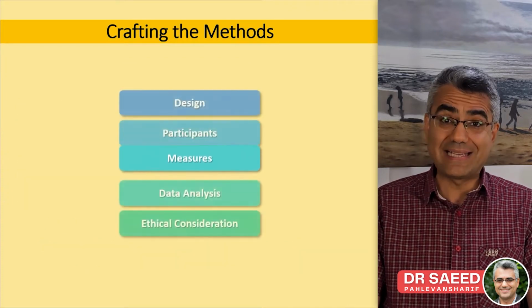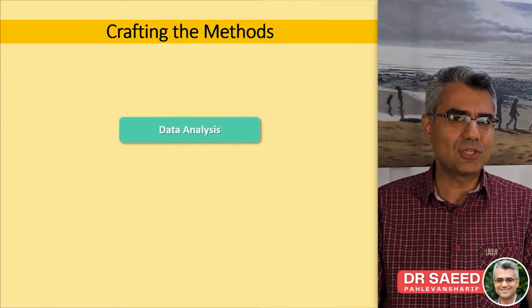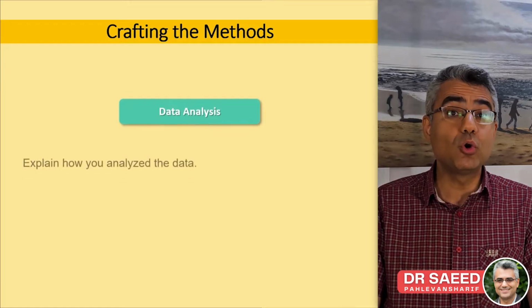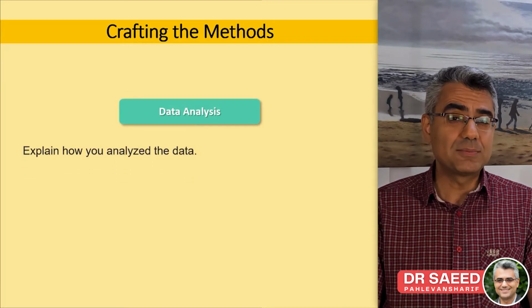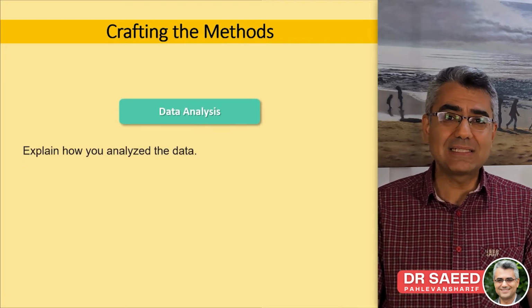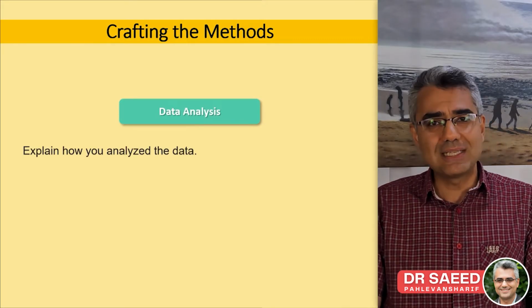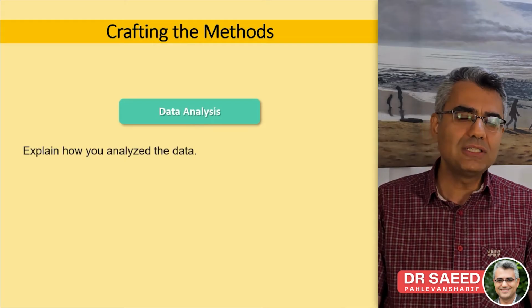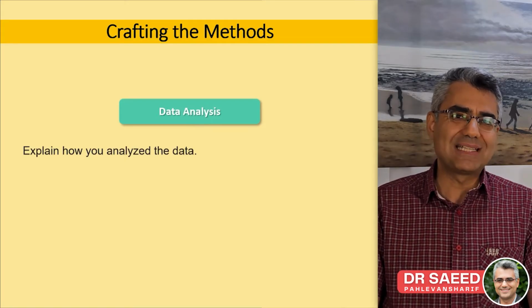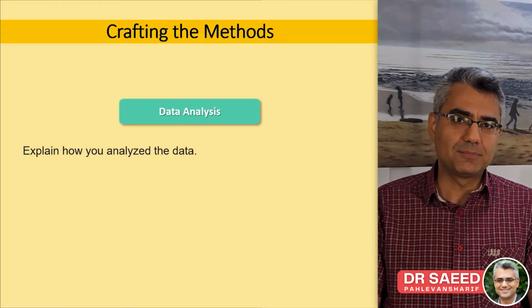Subsection 4, Data Analysis. In this subsection, you need to explain how you analyze the data. So the explanations on the data analysis methods are provided here, and then in the results section of the paper, you will only report the findings or statistical results of your paper.